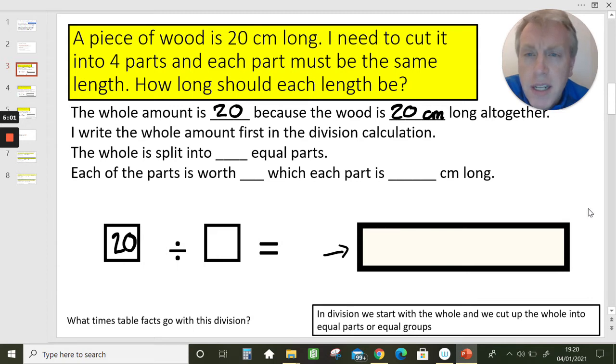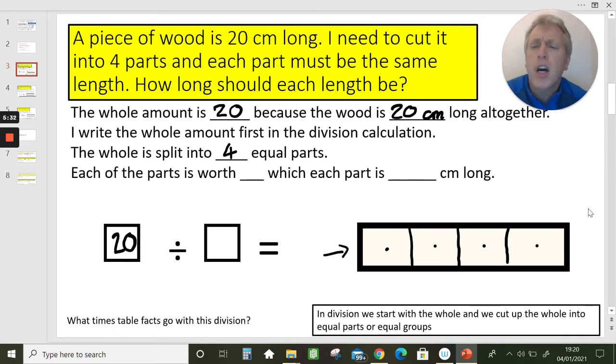The whole is split into how many equal parts? Well, the question says I need to cut it into 4 parts. The whole is split into 4 equal parts, and I'm going to show it now. So I've got my whole piece of wood, and I'm going to split it into 2 equal parts, roughly equal. Then I'm going to split each of those. So look, can you see? I've got 1, 2, 3, 4 equal parts. So do we remember? We are doing 20 split into 4 equal parts.